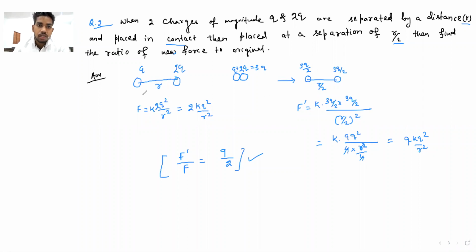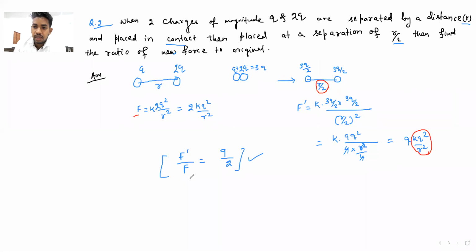So now initial force is F equal to, you know the Coulomb's formula, k q into 2q, that is 2q square by r square, that is 2kq square by r square, and finally k into 3q by 2, 3q by 2, and the distance is r by 2. This is very very important. r by 2 square, so it is 9q square by 4 into r square by 4, so 4 cancels, 9kq square by r square, so it is 9F, because F is 2kq square by r square.